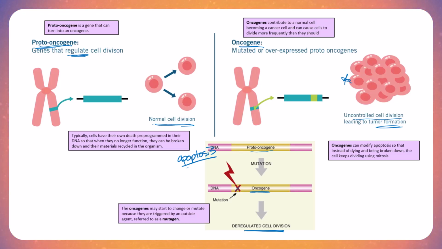The oncogenes may start to change or mutate because they are triggered by an outside agent referred to as a mutagen. A mutation is a change in DNA sequence. A mutagen is an agent that results in mutations. So an example of a mutagen would be cigarette smoke or UV radiation. Okay? Carcinogens and lead are all examples of mutagens that can cause mutation.